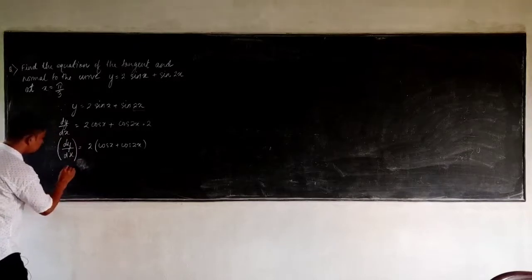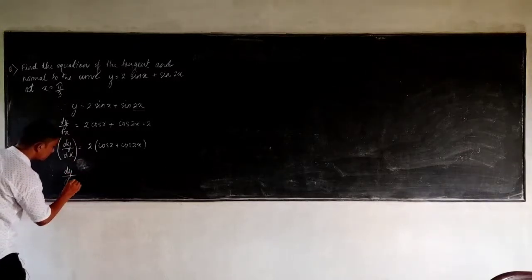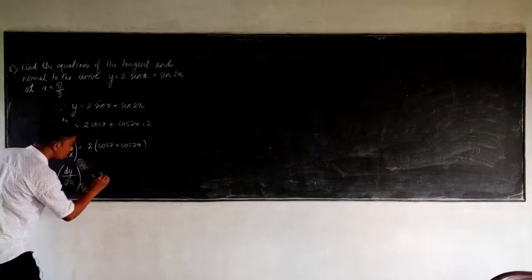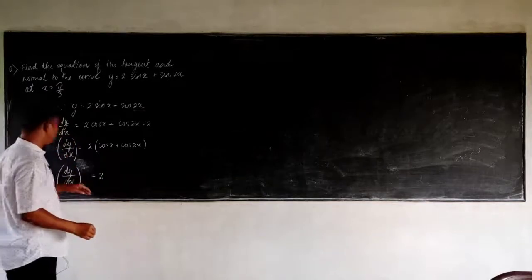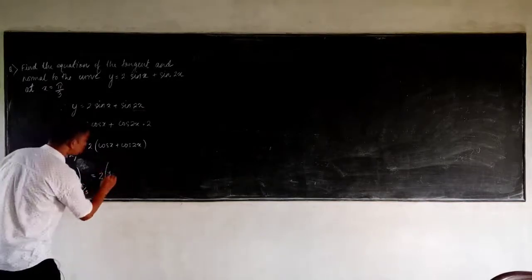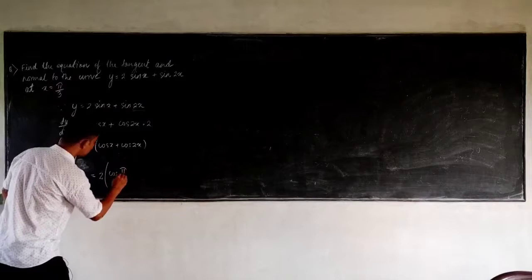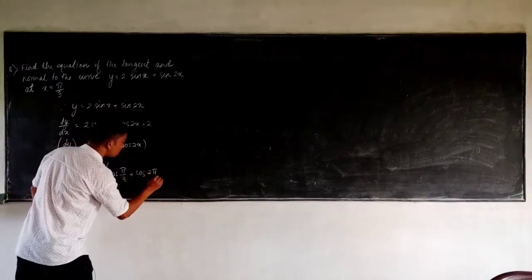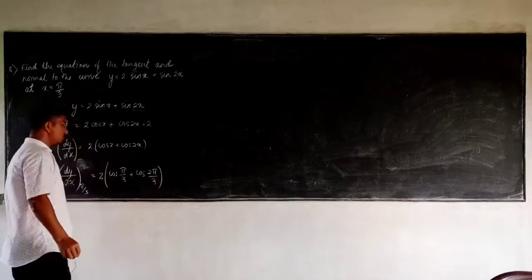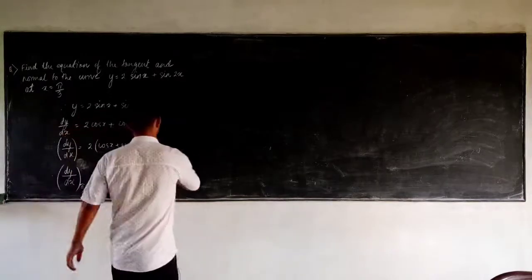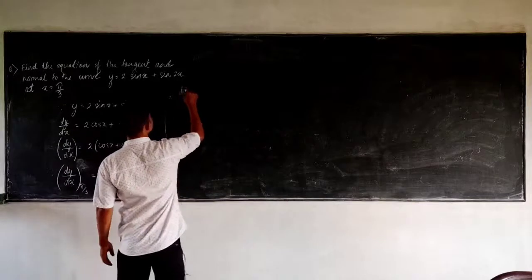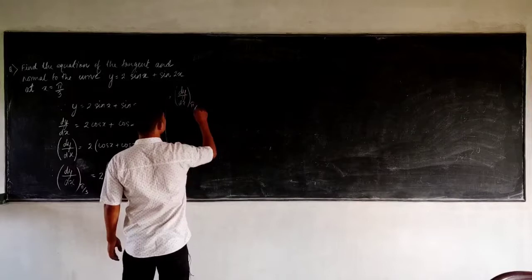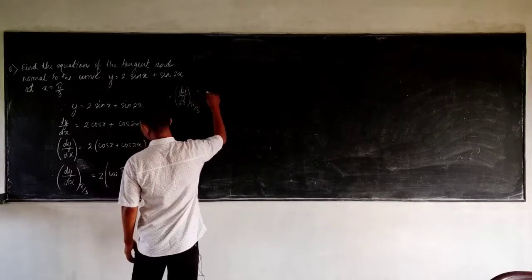So therefore dy by dx at the point pi by 3. Simply, I replace all the x with the value pi by 3. So it will be cos of pi by 3 plus cos of 2 pi by 3. Okay, so now substituting the value, what do I get? I get dy by dx at pi by 3 will be equal to 2.